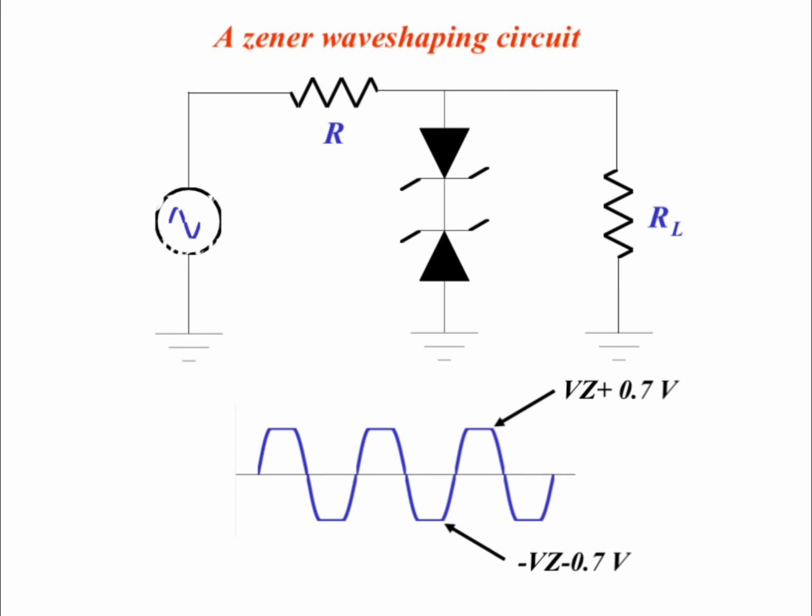Zener wave shaping, clipping levels. This is a wave shaping or clipping circuit. The output gets limited at approximately plus Vz plus 0.7 volts on one side and around minus Vz plus 0.7 volts depending on the diode orientation. So Zeners are useful for protecting circuits from overvoltage peaks.